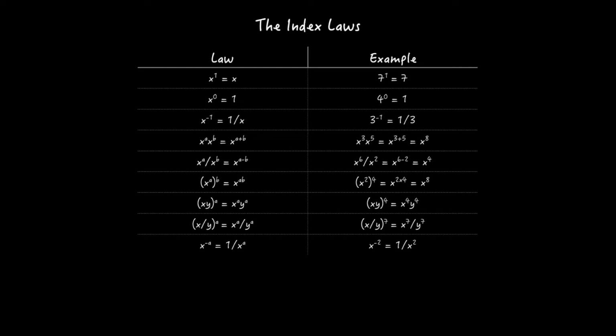The next law is xy, the whole to the power of a equals x to the power of a times y to the power of a. An example of this is xy, the whole to the power of 4 equals x to the power of 4 times y to the power of 4.